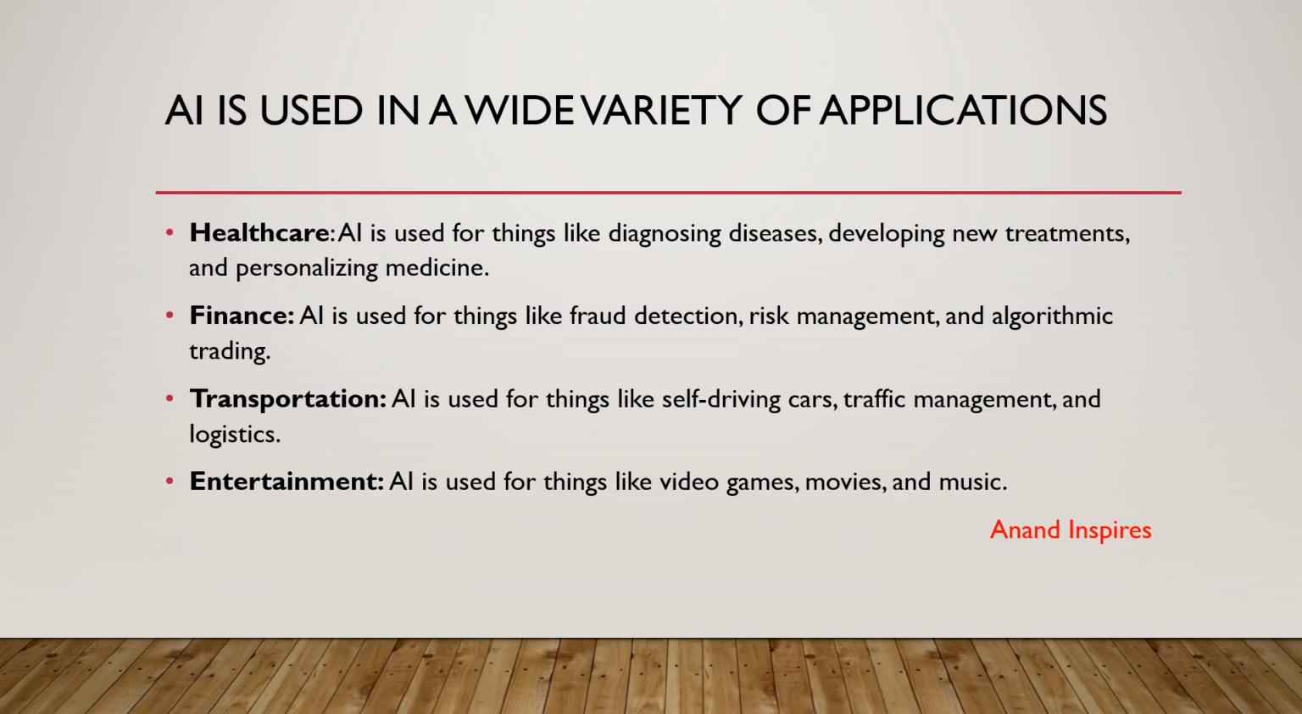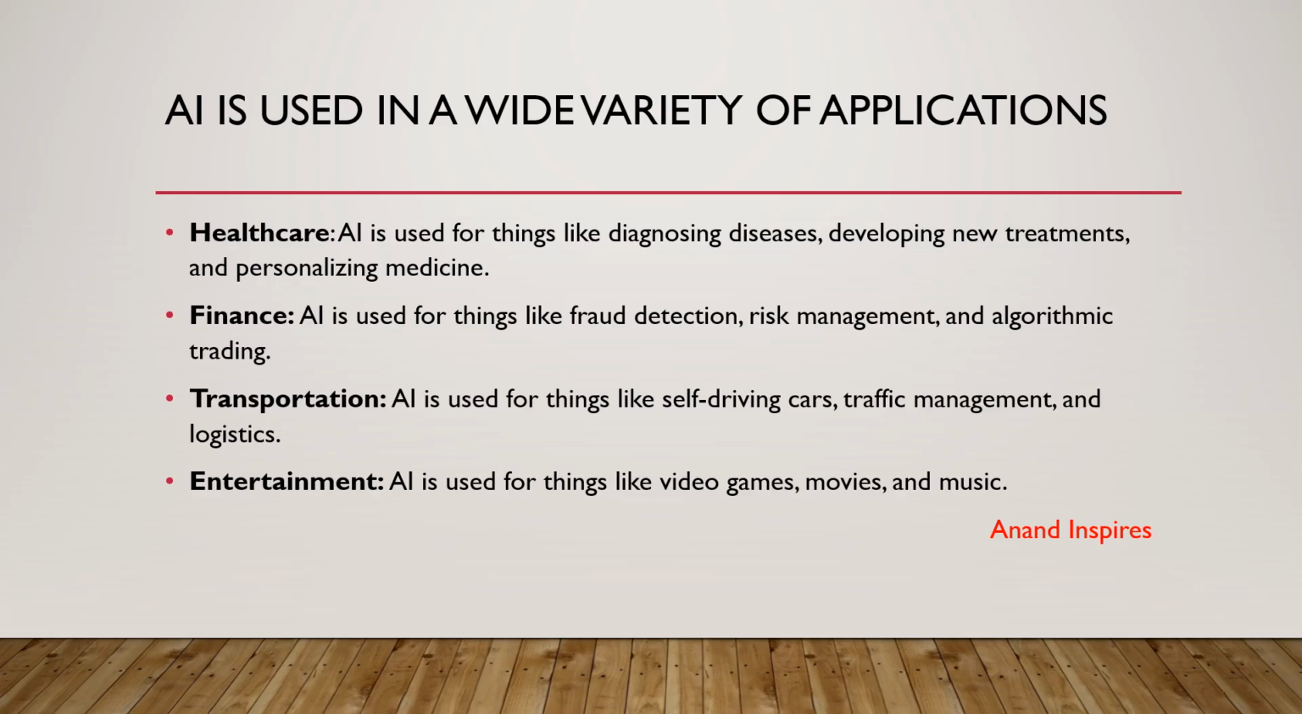Next is the financial sector. AI is used for things like fraud detection, email spam, risk management, and algorithmic trading. In the finance sector, that means stock market changes and analyzing stocks. These types of studies need different data analysis. The financial sector also has email-related spam filtering, and also cyber security related things. It is commonly used. The third one is transportation.